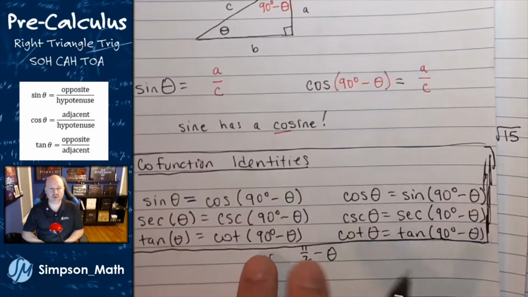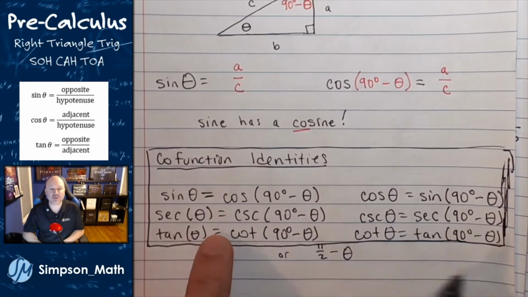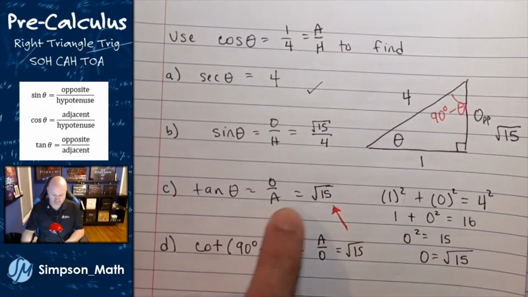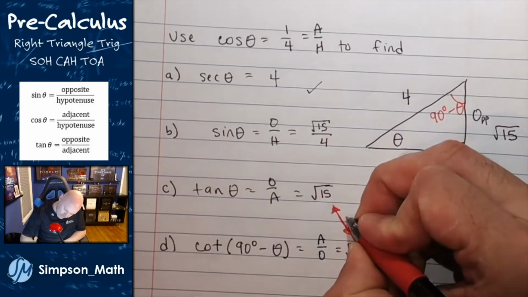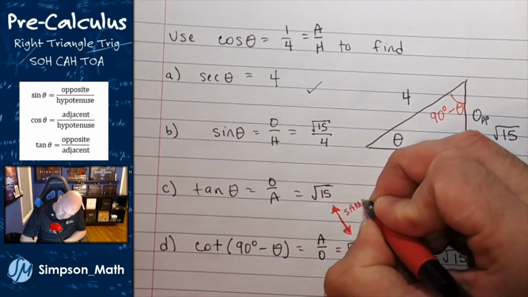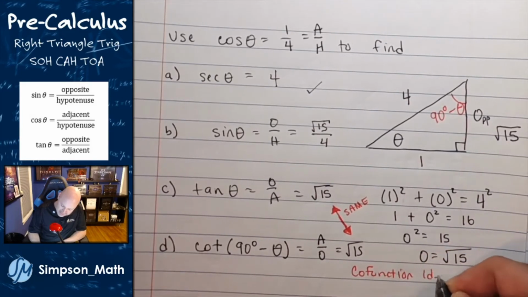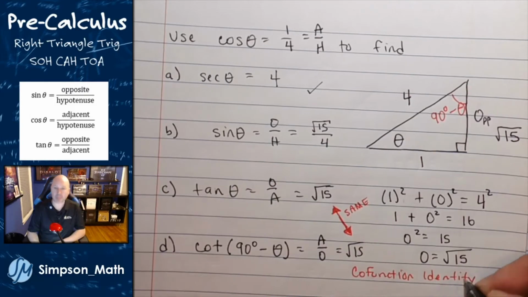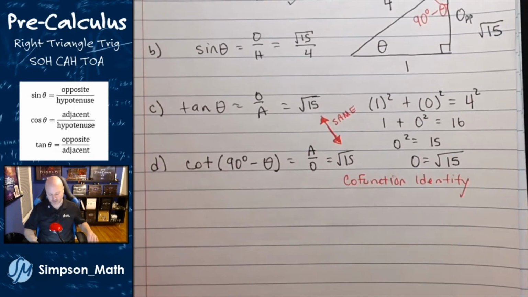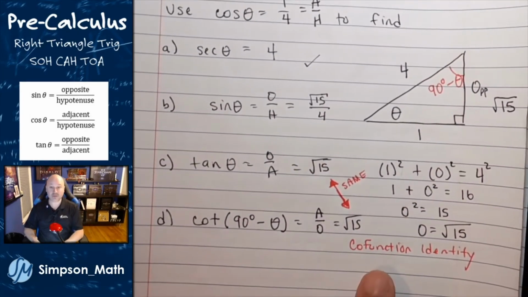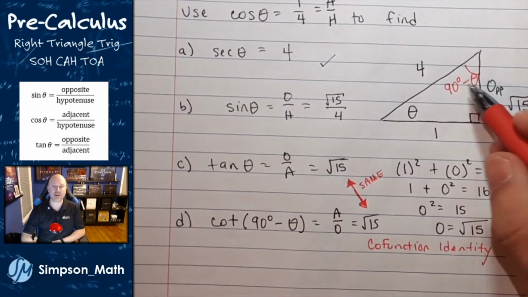Tangent and cotangent of 90 minus theta are the same thing. They are equal to each other. So if you know tangent of theta, then you know cotangent of 90 minus theta. This is a cofunction identity. It'll be very handy to know those identities. But if you don't, notice I solved it by just using the SOHCAHTOA definition and knowing that's my other angle out there.